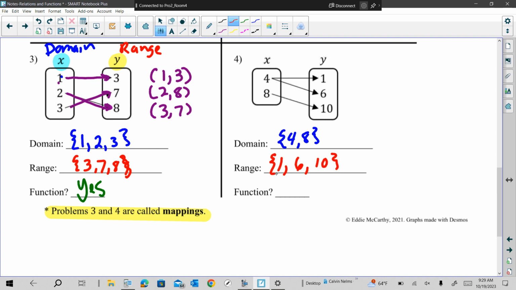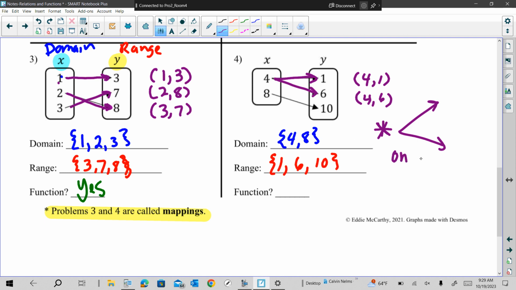Would this be a function? Where's our proof that it's not a function? Yeah, this 4 right here, look. This 4 maps to 1, but it also maps to 6. We have a repeating 4 with 2 different outputs. So I'm going to put a little star here. Anytime on a mapping we see a split arrow like that, this proves not a function.